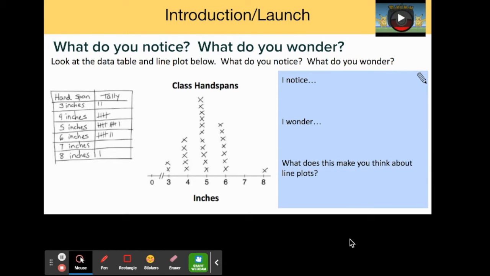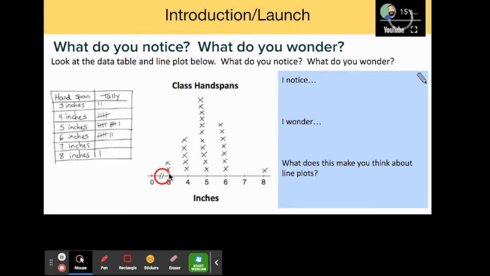All right, time's up. I'm going to share my noticings and wonderings with you, and maybe we might have some that are similar. I am noticing that both the tally chart and the line plot are showing data about handspans in inches. I noticed that the number of X's matches the number of tally marks recorded in the tally chart. For example, in the tally chart, we see 3 inches, and then there are 2 tally marks beside it. That must mean that of the people measured, only 2 people had handspans that were 3 inches. And I see the same thing over here, 3 with 2 X's above it.